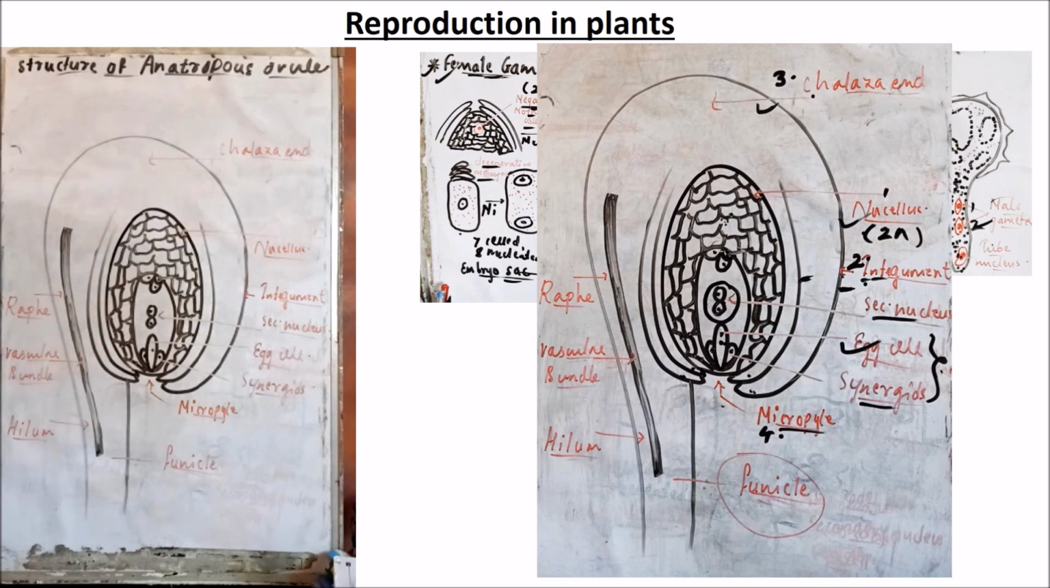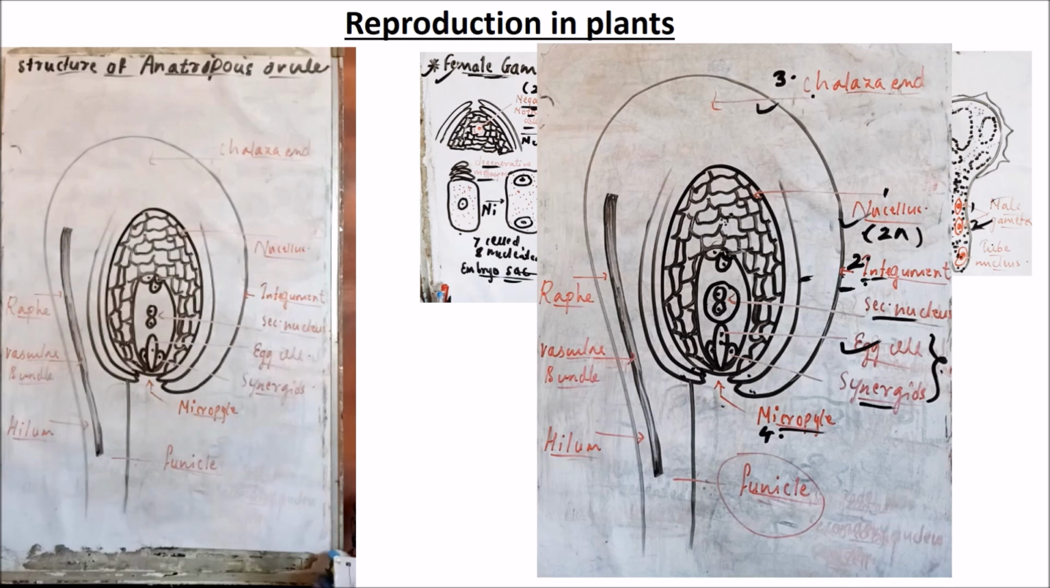Now, the anatropous ovule is an ovule which is generally present in angiospermic plants. Angiospermic plants are the highly flowering plants, right? So let's look at the structure of the anatropous ovule. Before that, what is an ovule? An ovule is an egg containing apparatus, correct? Egg containing apparatus means the ovule is a structure which contains an egg, which is a female gamete, right?